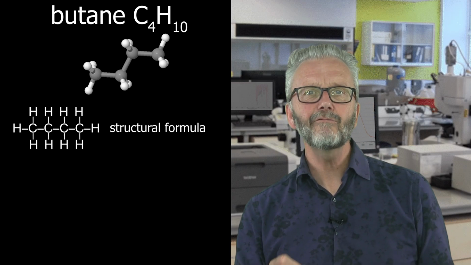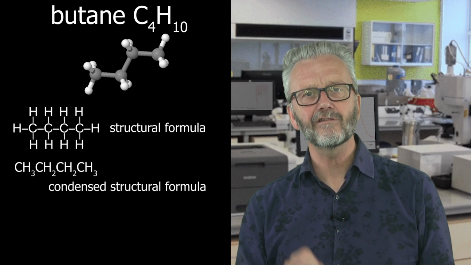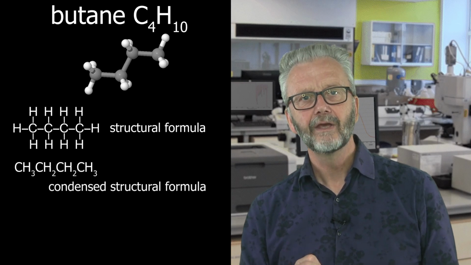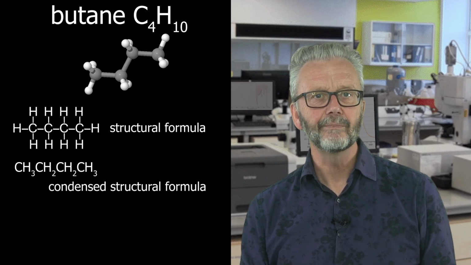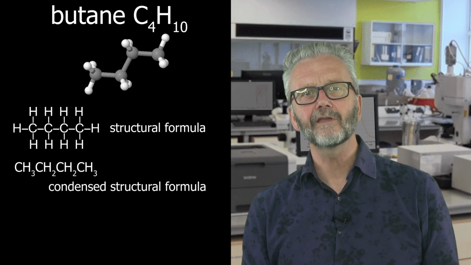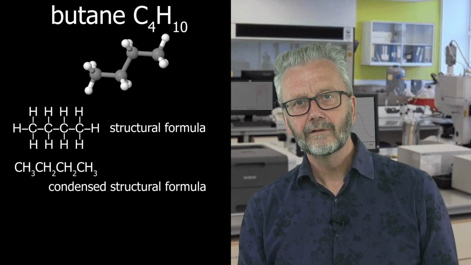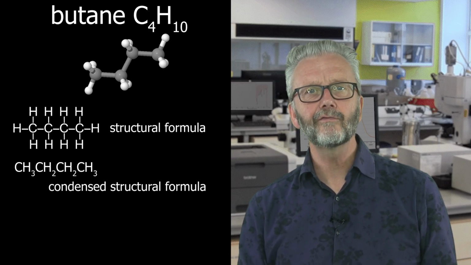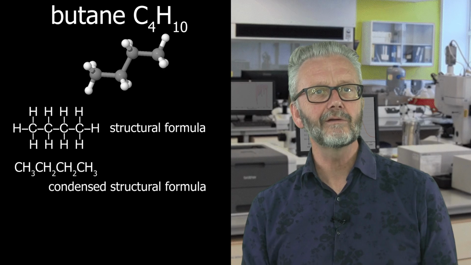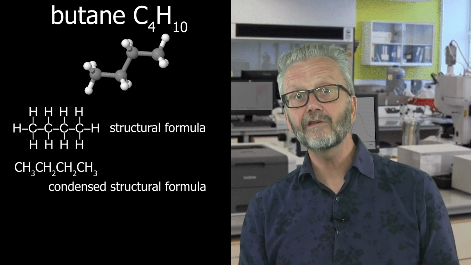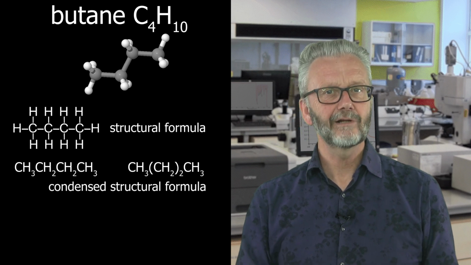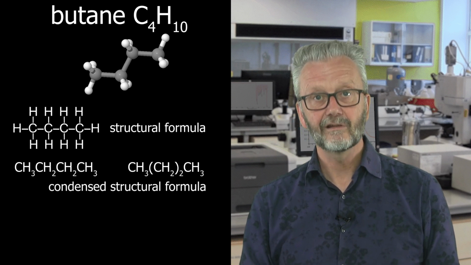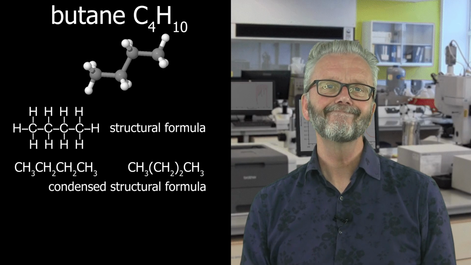A more easily written version is the condensed structural formula. This still contains all of the atoms but doesn't show the bonds between them. The reader is left to deduce those themselves. Note that the condensed structural formula has 2 CH2 units in the middle. This means that this representation could be condensed even more. Fortunately, this is still known as a condensed structural formula.